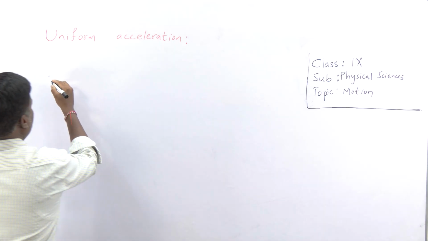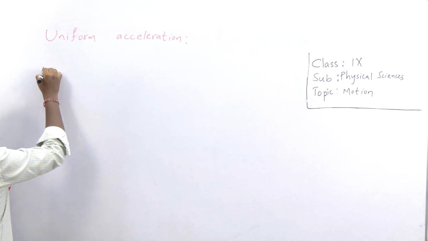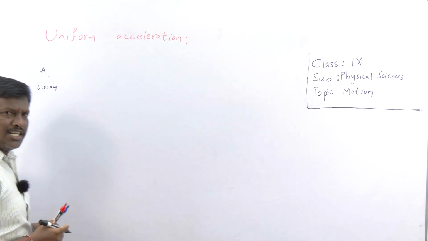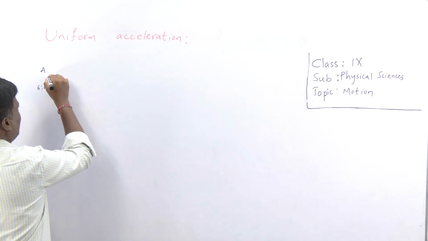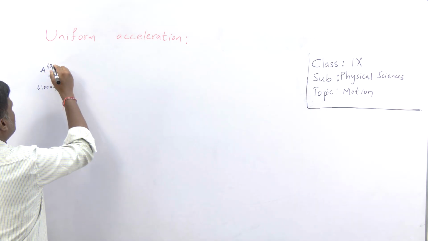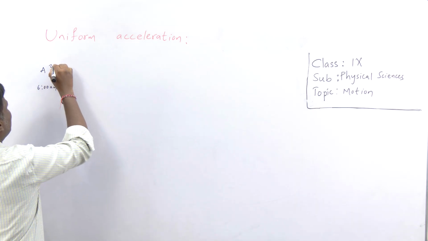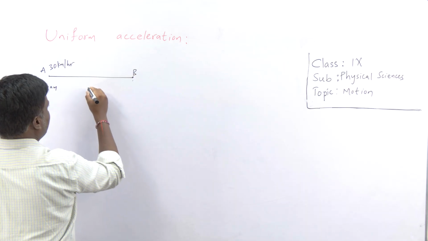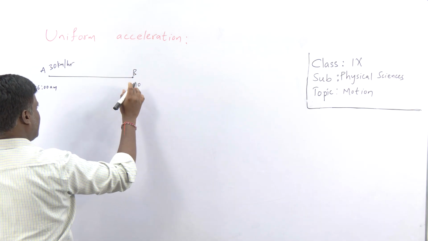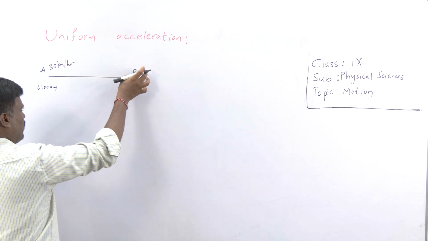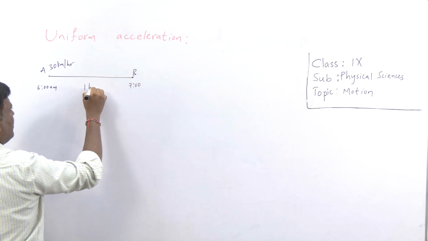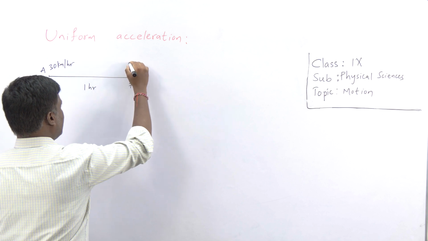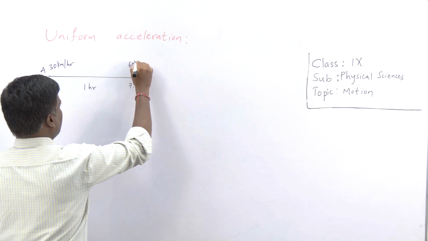Let's say you have started a trip at point A at 6 o'clock in the morning. At this point, your speed is 30 kilometer per hour. After reaching point B, the time is 7 o'clock. What is the time interval? 1 hour. At point B, your vehicle speed is 60 kilometer per hour.